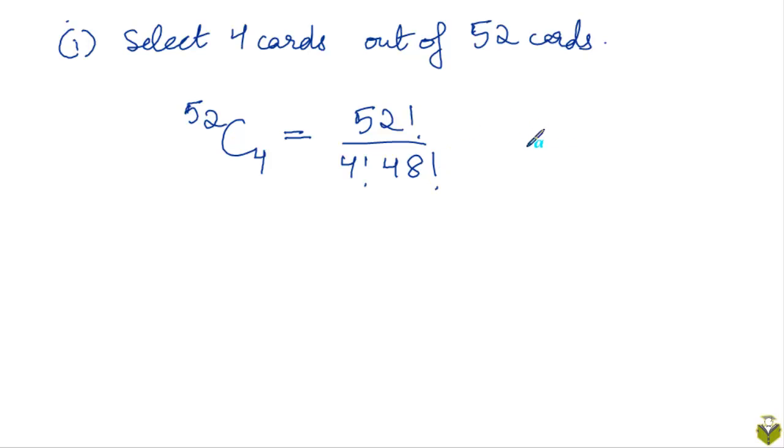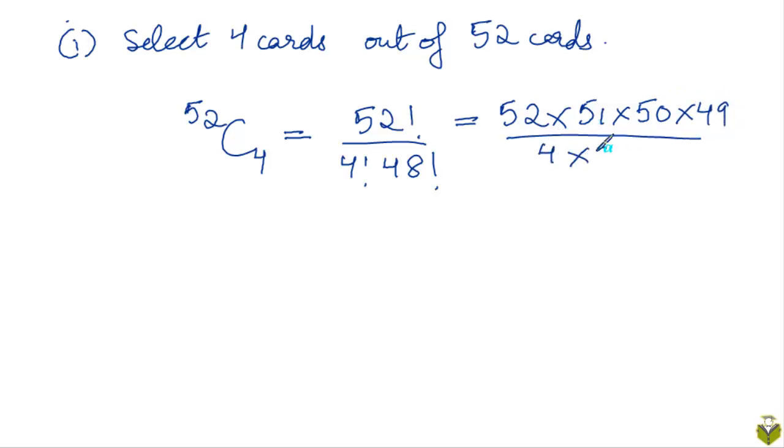So this is basically 52 into 51 into 50 into 49 divided by 4 into 3 into 2 into 1, and if you compute this, the answer will be 270725. I won't go through the entire process of cancelling these numbers and getting the answer. You should do it now. The main point is just to apply this formula. Let us look at the second part.